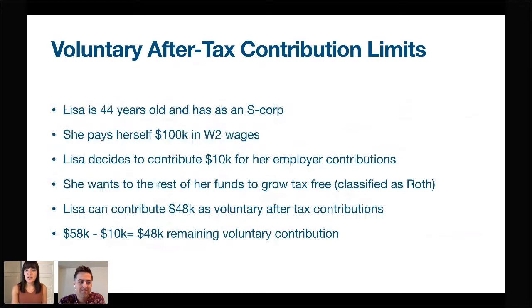Lisa decides to contribute $10,000 to her employer contributions. She wants the rest of her funds to grow tax-free. She's going to want them classified as Roth. So Lisa can contribute $48,000 as voluntary after-tax contributions. How did we get that number? The $58,000 minus the $10,000 she made in employer contributions. Now left over, she's got $48,000 remaining for the voluntary after-tax contribution.